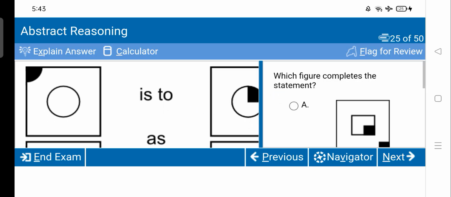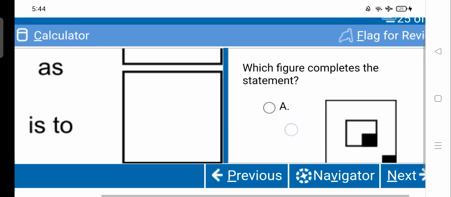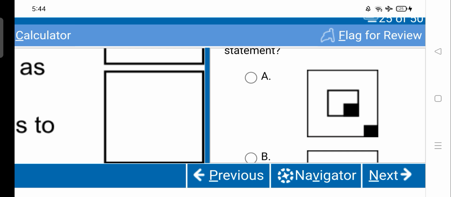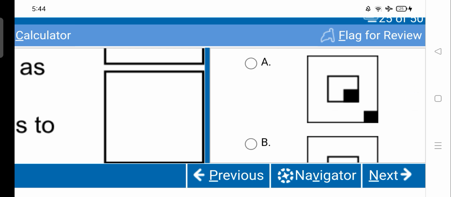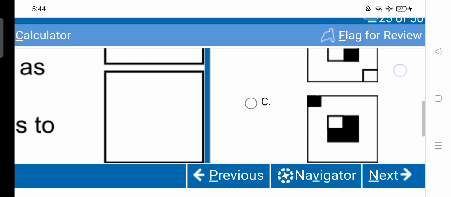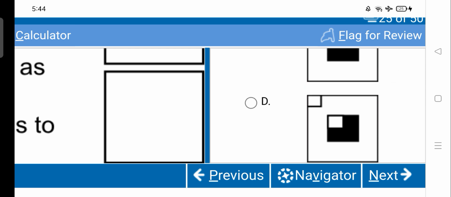Next we have this shape is to this, and then we have this shape is to this. So the question is which figure completes the statement. Option A having this set of shapes, option B having this set of shapes, option C having this set of shapes, and then we have option D with this set of shapes, as you can see here.